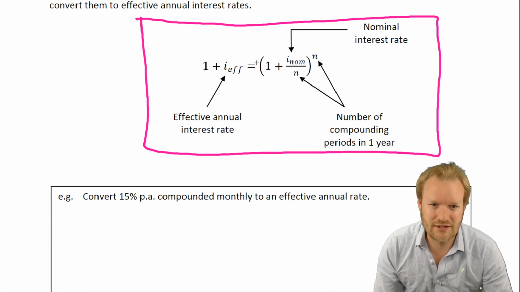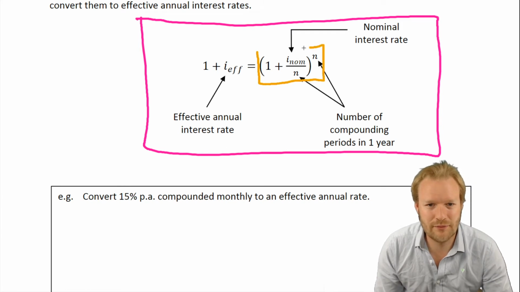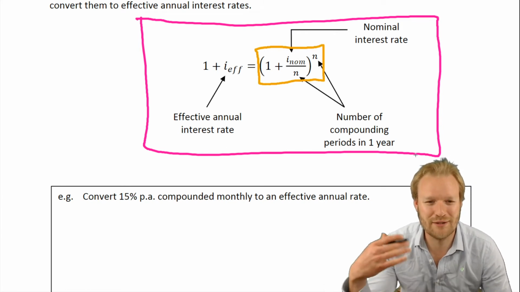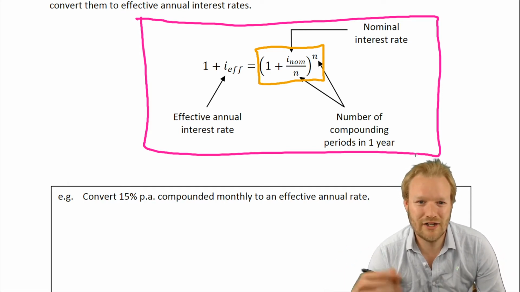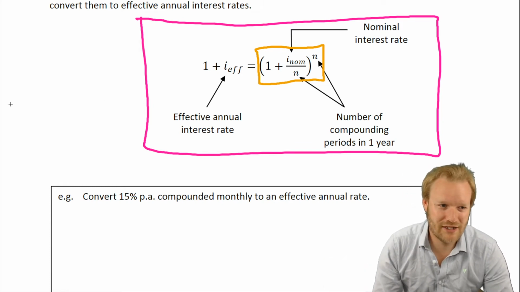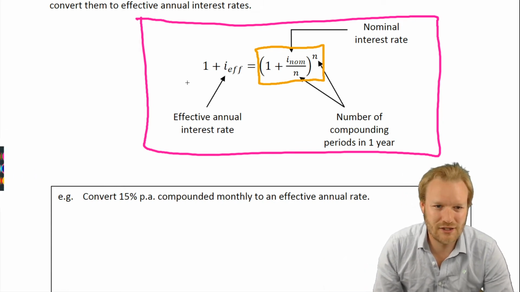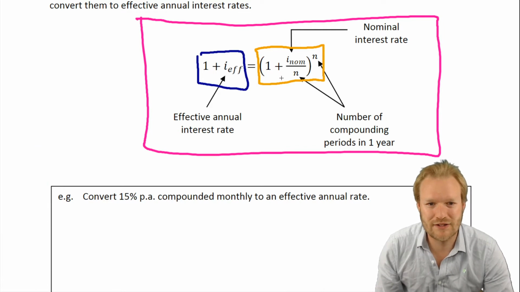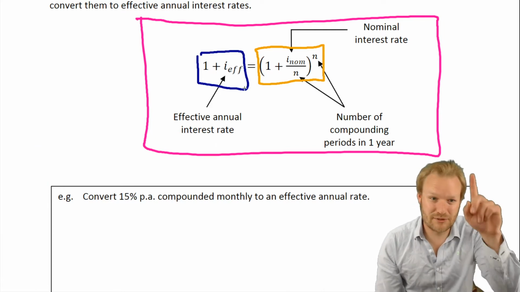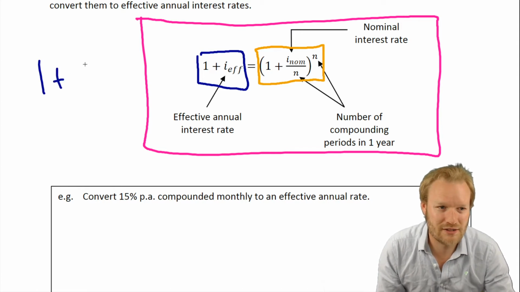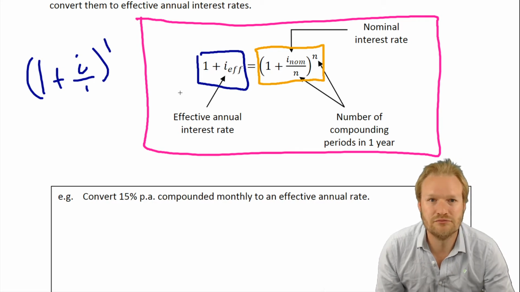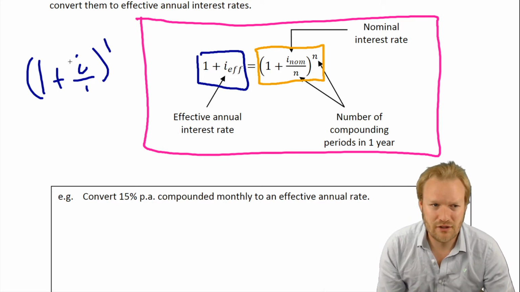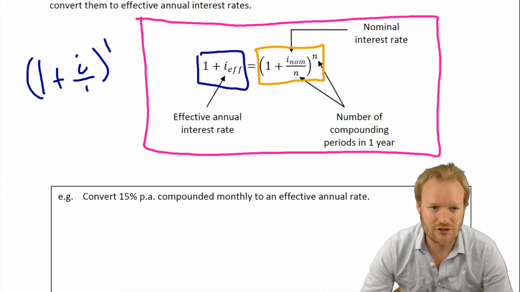Now, this bit on the right hand side, doesn't this look familiar? Doesn't it look like something we've been using quite a lot? 1 plus i over n to the n. And this left hand side looks a little bit, to me at least, like the same thing, except it's just got 1 plus, and then it's i over 1 to the power of 1. You're going to see in our third example what this means. So let's kick off with the first example though.